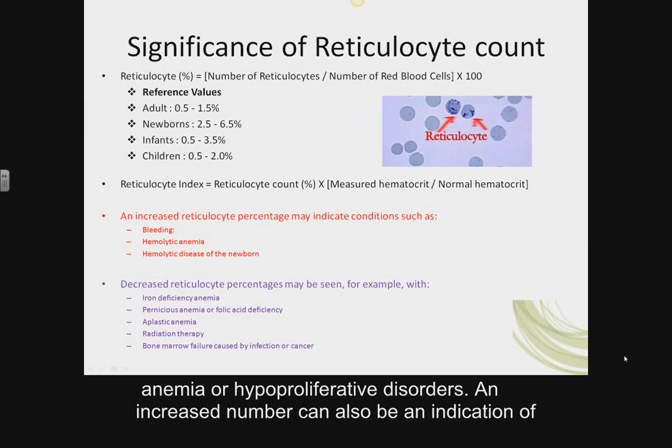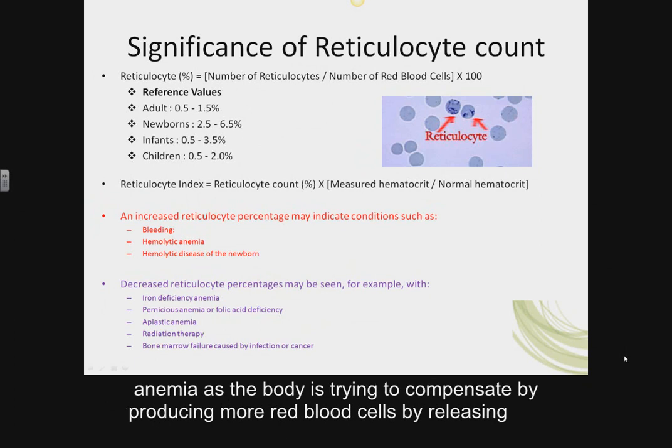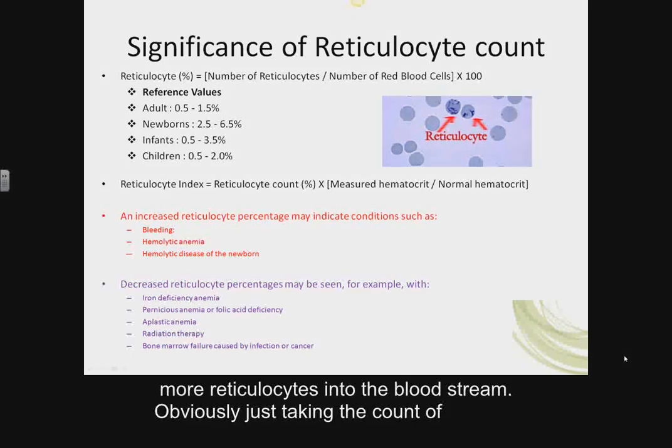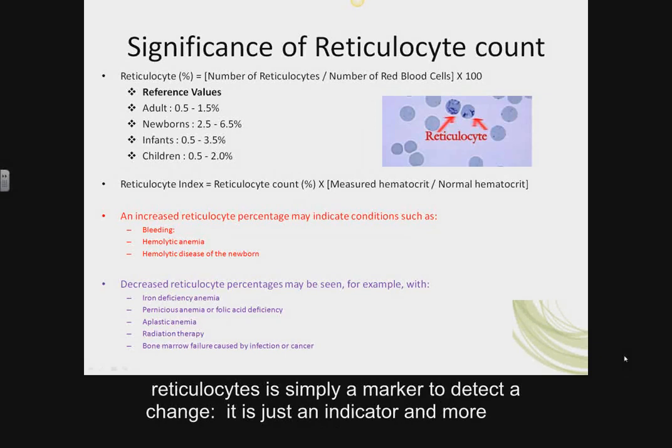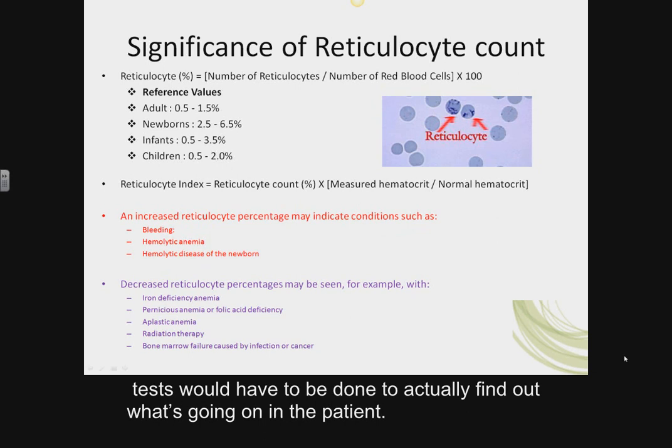An increased number can also be an indication of anemia, as the body is trying to compensate by producing more red blood cells by releasing more reticulocytes into the bloodstream. Obviously, just taking the count of reticulocytes is simply a marker to detect a change. It is just an indicator, and more tests would have to be done to actually find out what's going on in the patient.